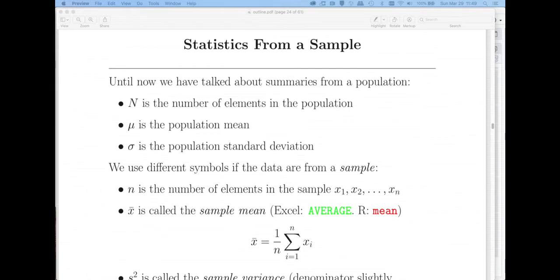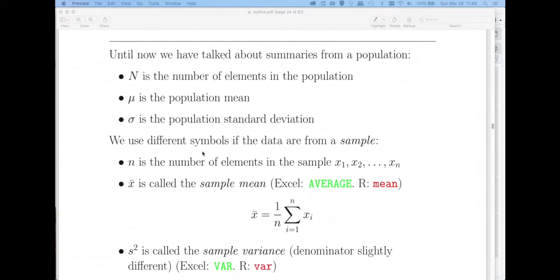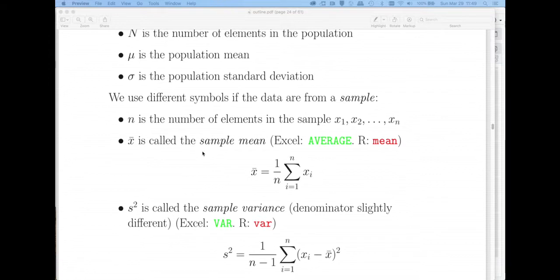you're going to see. So up until now, my discussion of both measures of central tendency and of dispersion have assumed the population notation. Okay, so what do I mean by that? I've used big N as the number of elements in the population, mu as the population mean, and sigma as the population standard deviation. Now, when we are analyzing data from a sample, as opposed to having the whole population, a census, we're going to change our notation just slightly.